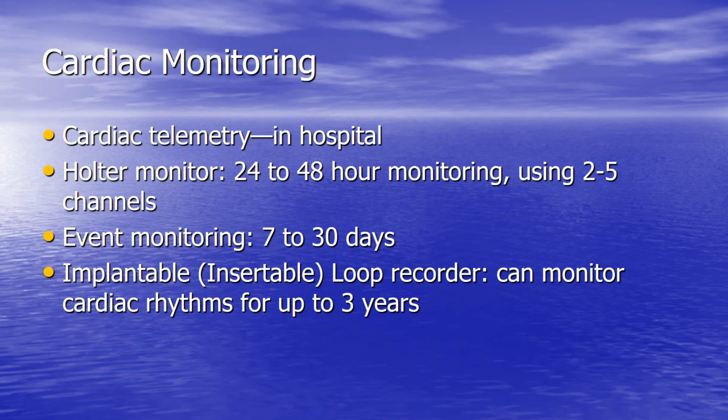A Holter monitor is a monitor that is worn for 24 to 48 hours. It's usually done with 2 to 5 channels, although 2 to 3 channels are much more common. And there are some electrodes placed on the chest. They are attached to a small cardiac monitor. It's actually maybe about 1/4 of the size of a cell phone.